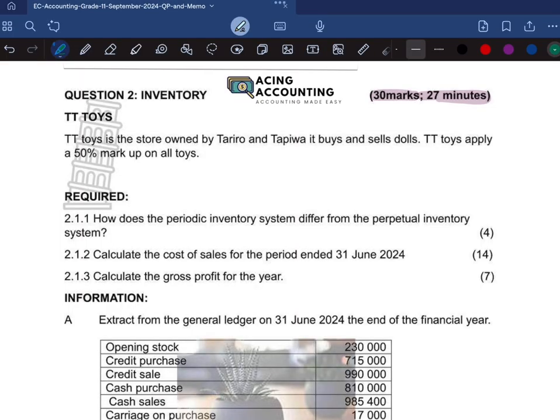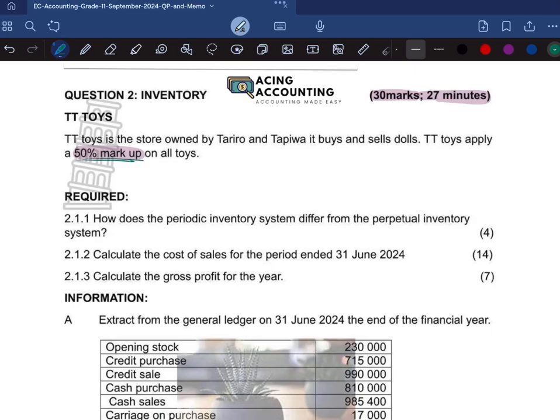TT Toys is a store owned by Tariro and Tapio. It buys and sells dolls. TT Toys applies a 50% markup on all toys, all right? So that's the first important piece of information. We know that when we're dealing with inventory, we're going to calculate a whole lot of things, including the biggest number, which is our cost of sales.